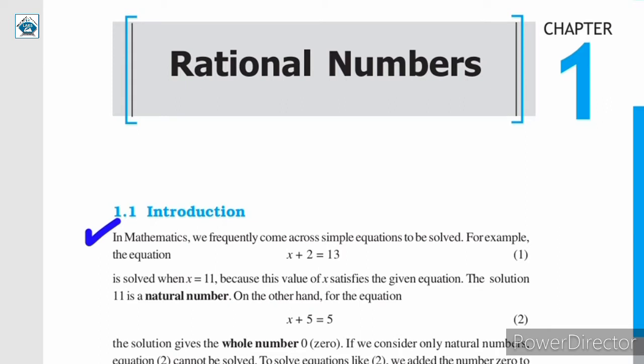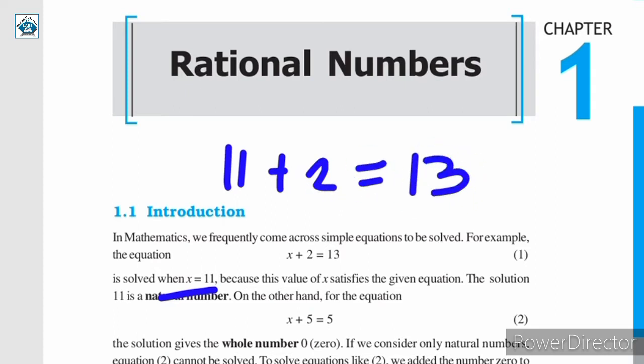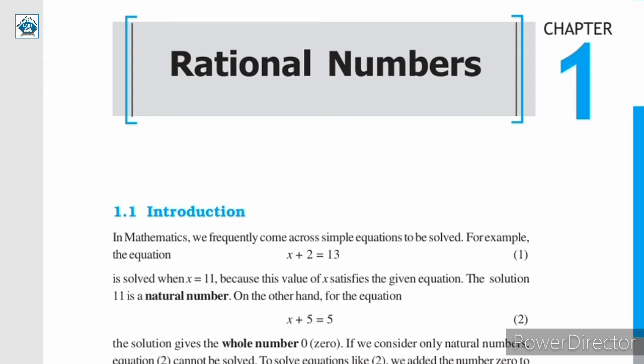In mathematics, we frequently come across simple equations to be solved. For example, the equation x plus 2 is equal to 13. So we need to find the value of x such that when it is added with 2, we get the answer 13. So it is very simple to solve. When x is equal to 11, the value satisfies the equation, that is 11 plus 2 is equal to 13. So here a possible value of x is 11, which is a natural number. The solution 11 is a natural number.